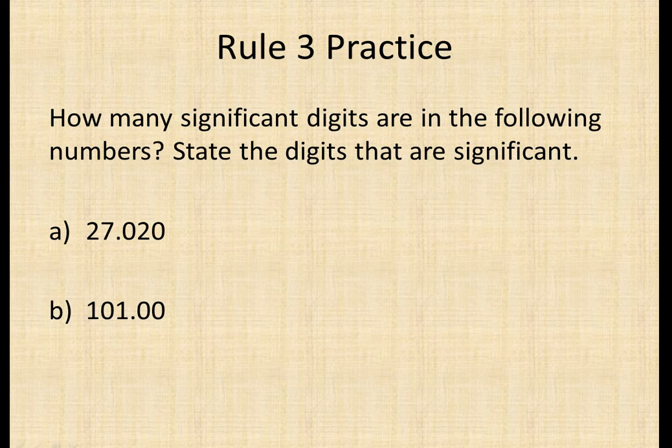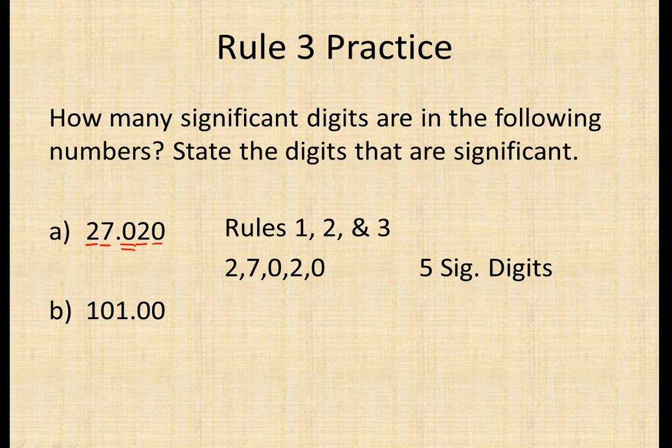Alright, now that you've tried these examples, let's take a look. We have 2, 7, and 2, which are all non-zero digits, so they're significant. We have this 0 here that is in between the 7 and the 2, which are non-zeros, so that's significant. And then we have this trailing 0 here. So after using rules 1, 2, and 3, we have a total of 5 significant digits: 2, 7, 0, 2, and 0.